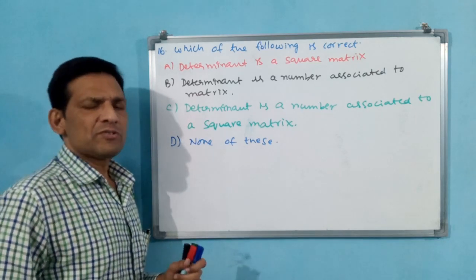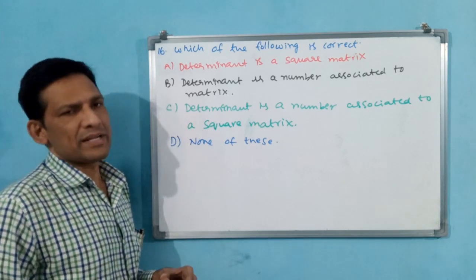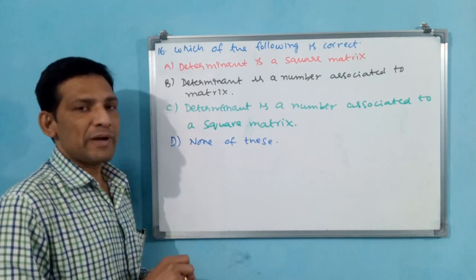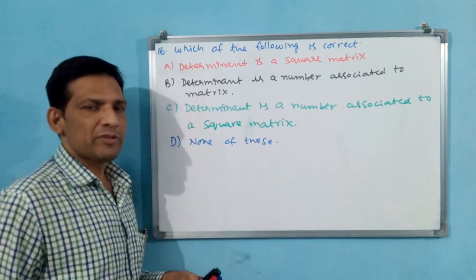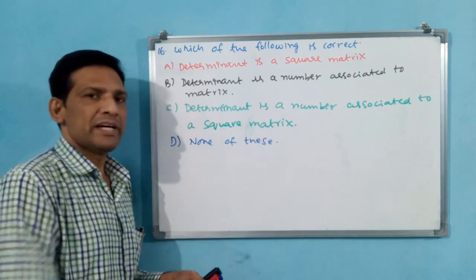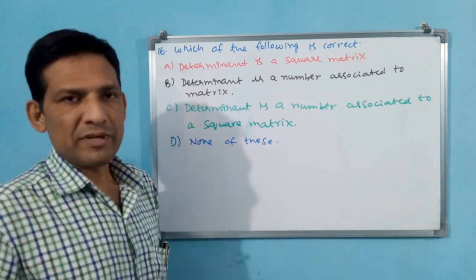But determinant is not a square matrix. Determinant will come from a square matrix. That is correct. But if it is a square matrix, it does not mean the determinant is equal to the square matrix. Always, determinant is equal to square matrix will not be there. Determinant is a separate symbol, and the matrix's symbol is separate.